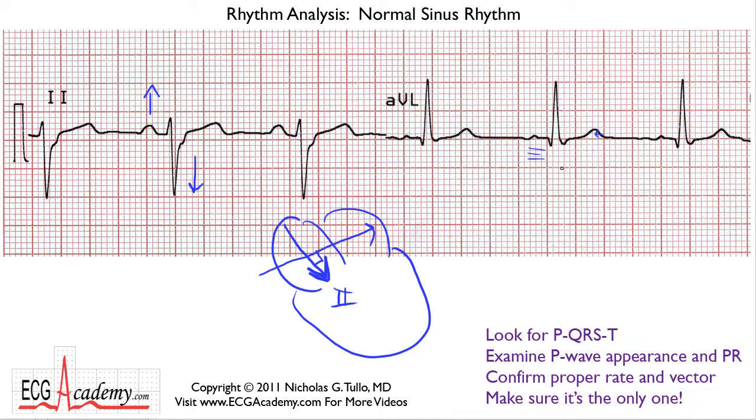Well, what does that mean for those of you who work on telemetry units? The lead that you decide to monitor will affect how big the P wave appears. And if you happen to be monitoring AVL, you might not see any P waves at all. If you don't see P waves, don't assume that there aren't any, just change the lead. Sometimes you'll be surprised at how large the P wave appears in another lead.